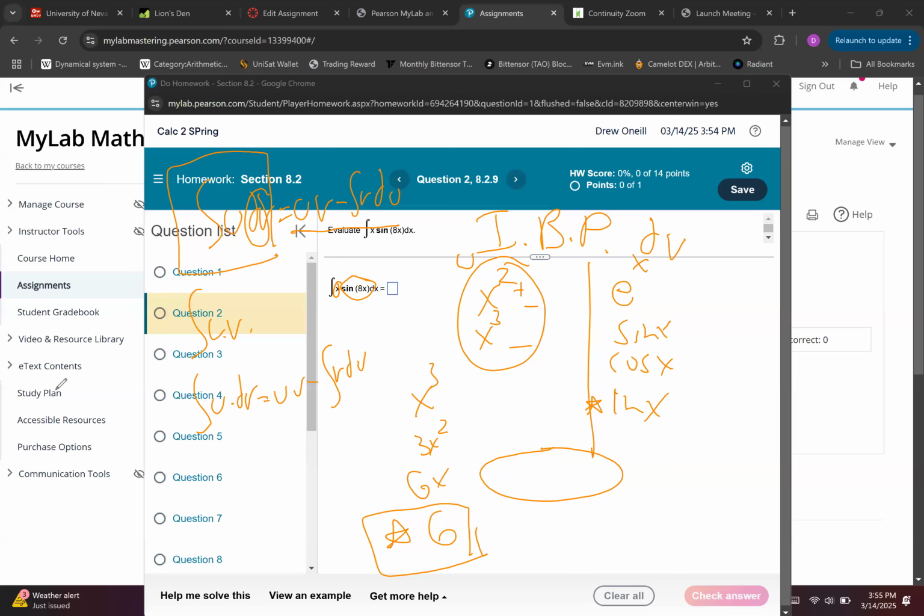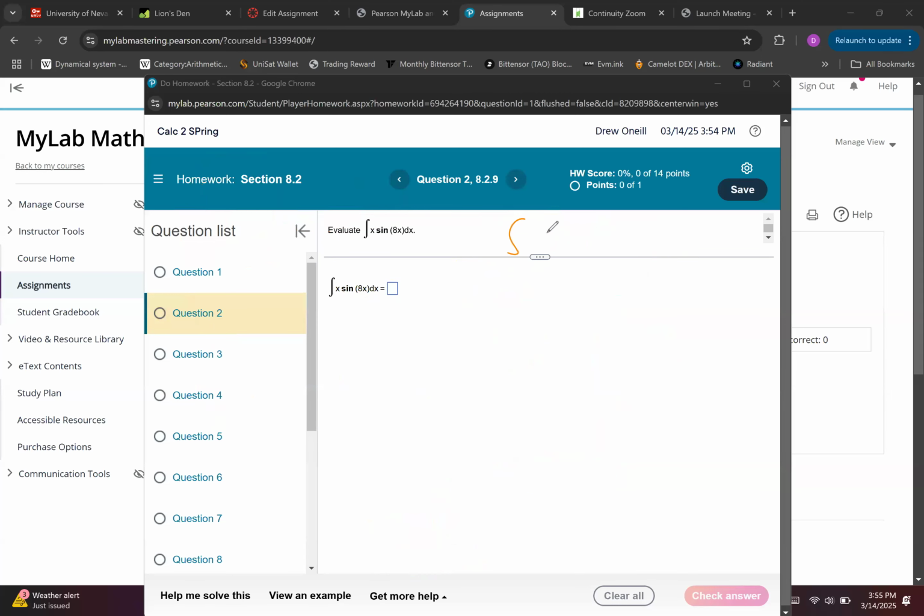So the formula, let me write it here, is the antiderivative of u dv equals uv minus the antiderivative of v du. How you want to do these, and this is more from my tutoring side, how you want to think about this is you want to make a box, okay, like this.